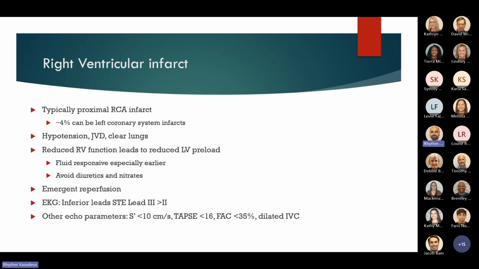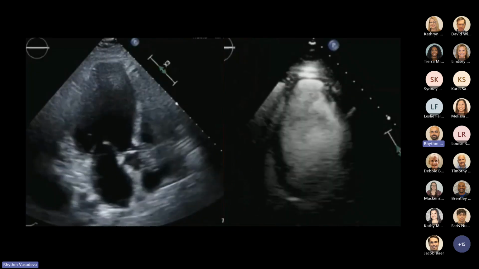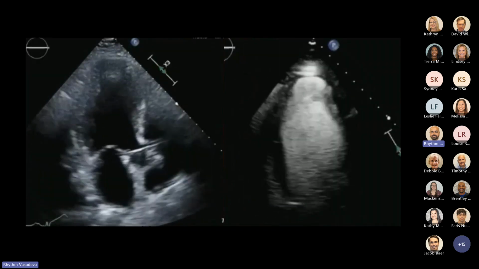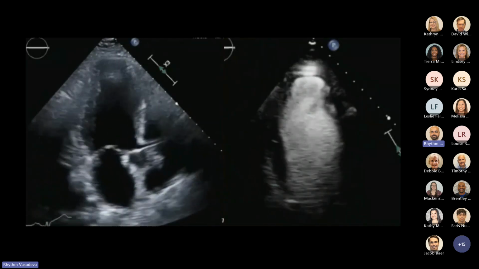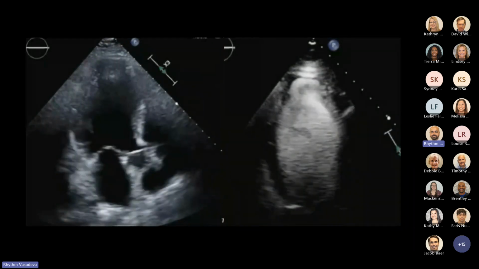We talked about that. Some other parameters of RV dysfunction: TAPSE of less than 16, S prime of less than 10, fractional area change of less than 35, and you'll typically see a dilated IVC. So it really looks like PE, but if you see ST elevations with chest pain, you're leaning towards an MI diagnosis.